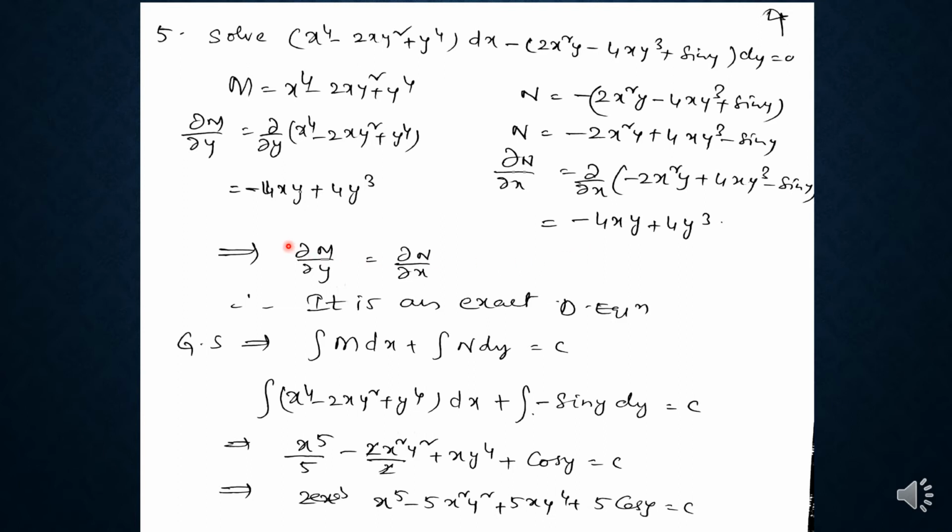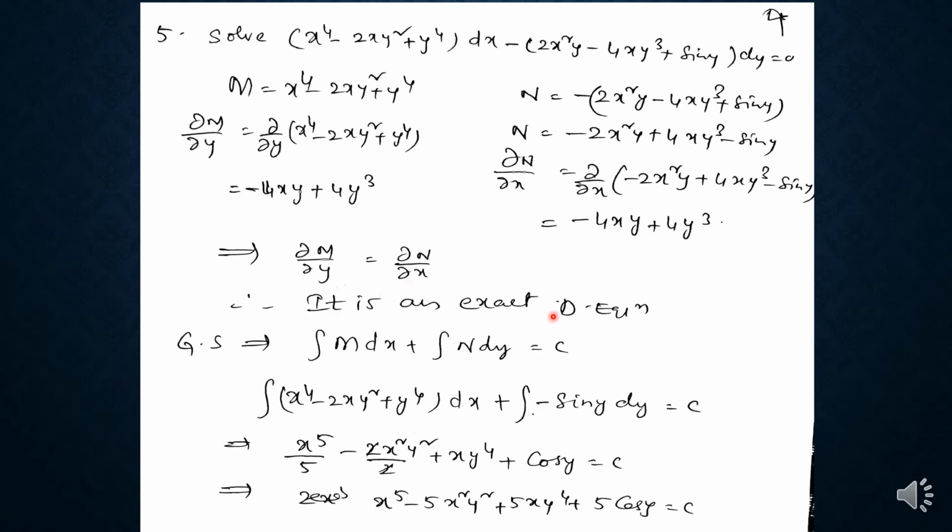So here ∂M/∂y is equal to minus 4xy plus 4y³, and ∂N/∂x is also minus 4xy plus 4y³. So these two are equal. ∂M/∂y is equal to ∂N/∂x. So this is an exact differential equation.